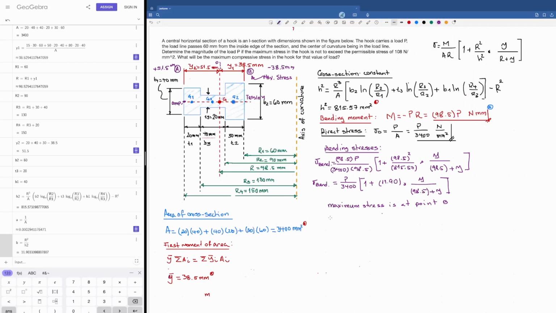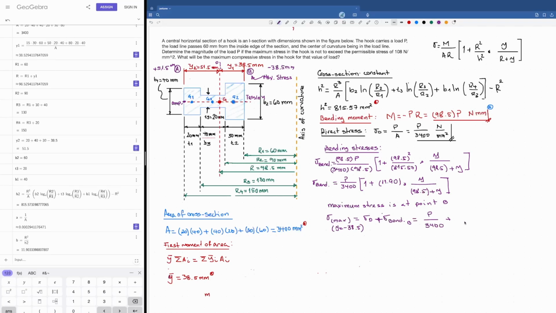Then let's see. If I consider that the maximum stress is going to be at B, then that stress is going to be the sum of the direct stress plus the bending stress at B. And that's going to be equal to P divided by 3,400. Now I want to evaluate how much this is. I'm noticing that I'm missing a sign here, because this bending stress has to be negative because the moment is negative. So this is a minus here.